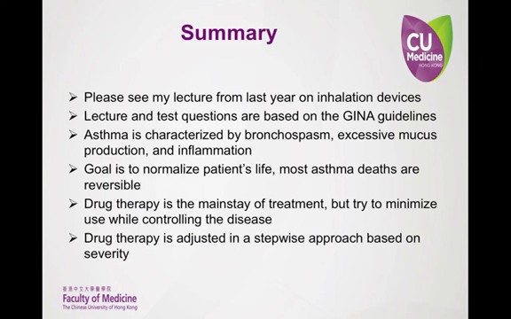In summary, asthma is characterized by bronchospasm, excessive mucus production, and inflammation. The goal of asthma care is to normalize patients' lives and activities of daily living. Drug therapy is the mainstay of treatment, making it essential knowledge for a pharmacist. Drug usage should be minimized while maintaining control of the disease. Drug therapy is adjusted in a stepwise approach based on severity.